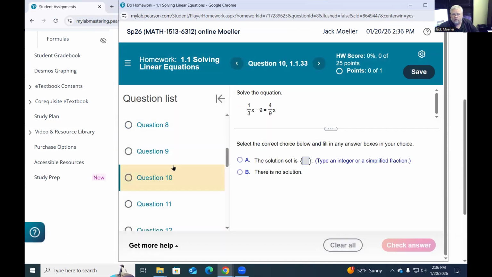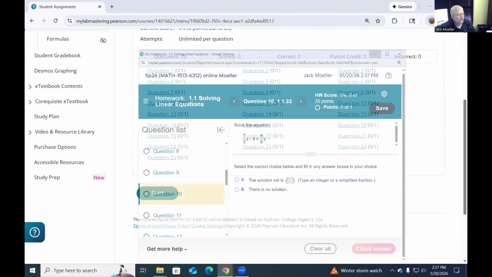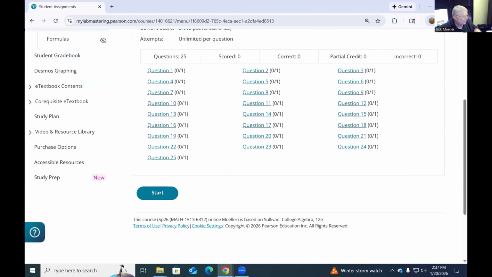Let me see if I can find one with fractions. Okay, yeah. Here's a good one. All right, so this is my number 10 from the homework. 1.1 homework. Number 10, we're going to solve, what do we have? 1/3 x minus 9 equals 4/9 x. Yeah, this is a good example for us to go over.